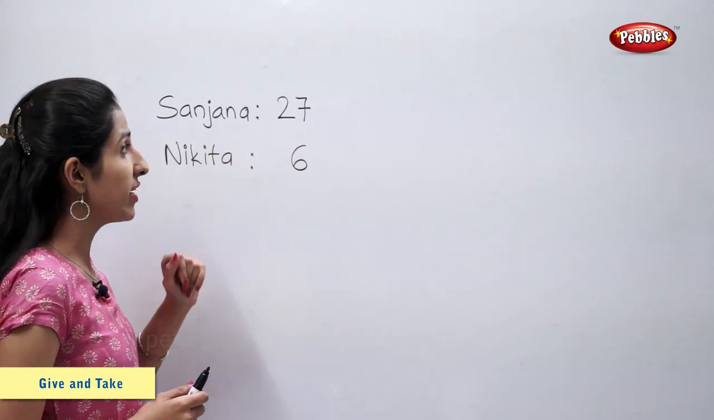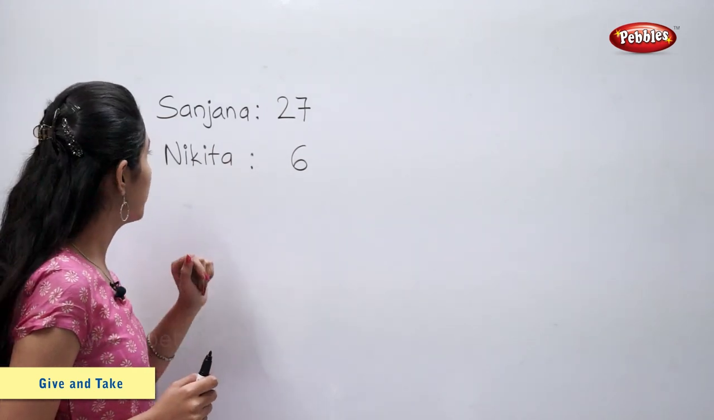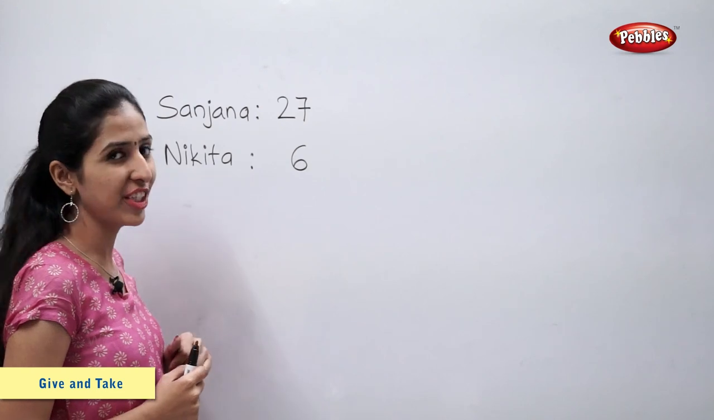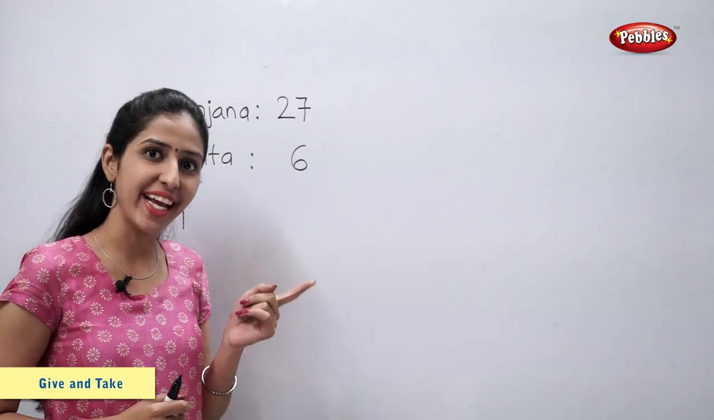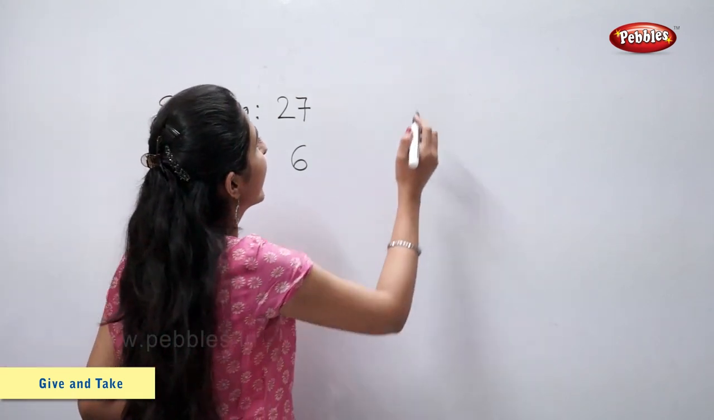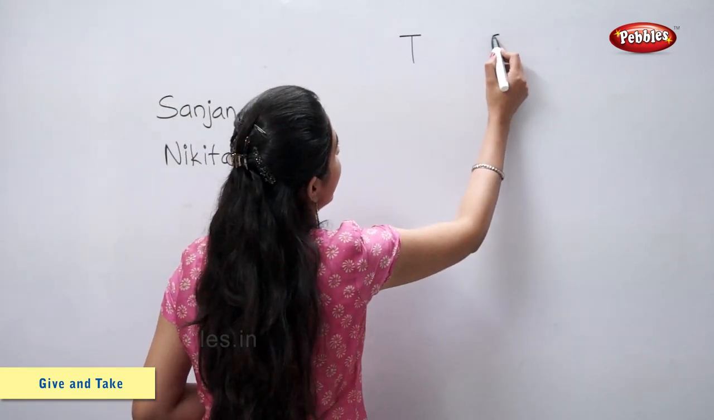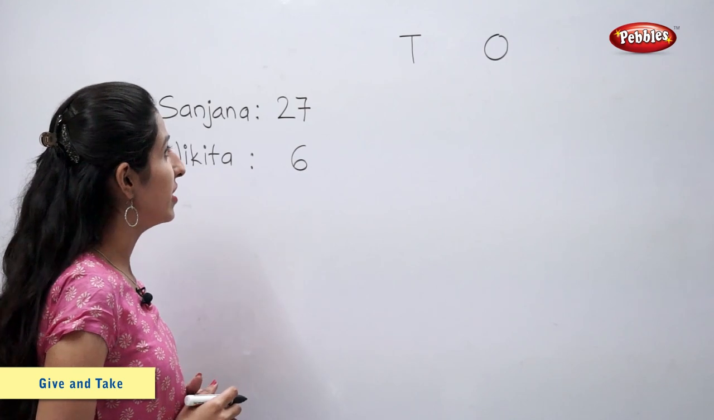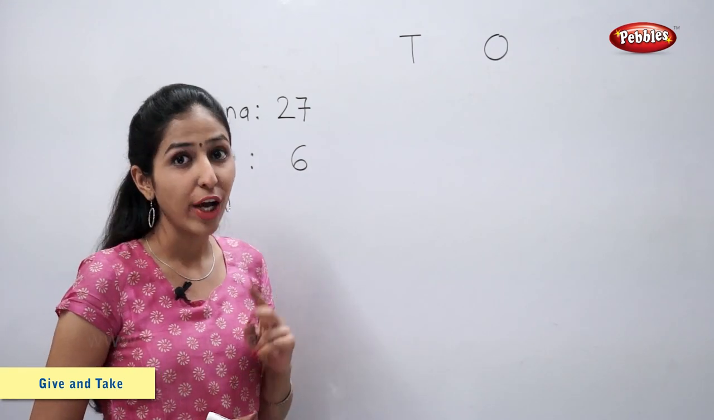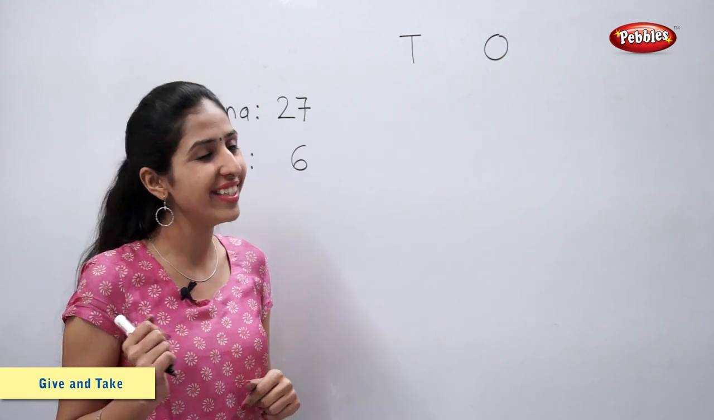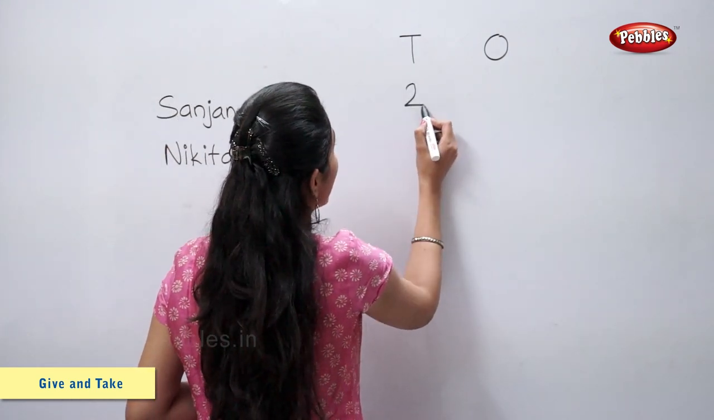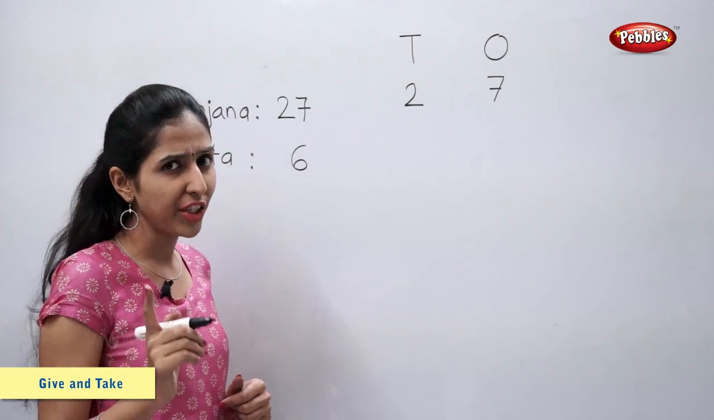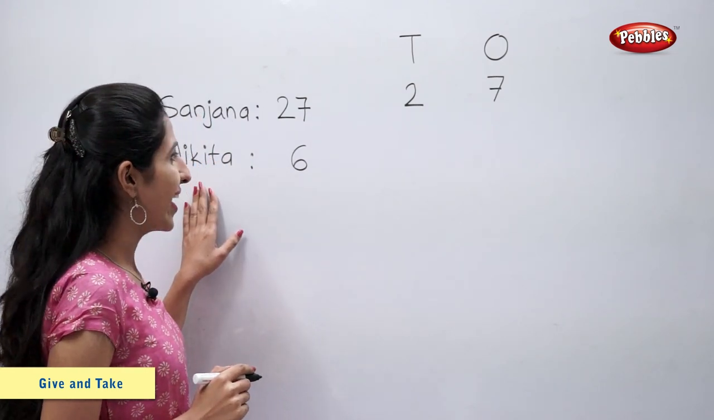Sanjana had 27 pearls. She gave 6 pearls to Nikita. We have to find the number of pearls left with Sanjana. Let's solve this using tens and ones. Tens, ones. Sanjana had 27 pearls. 27 means 2 tens and 7 ones. 2 tens, 7 ones. She gave 6 pearls to Nikita.